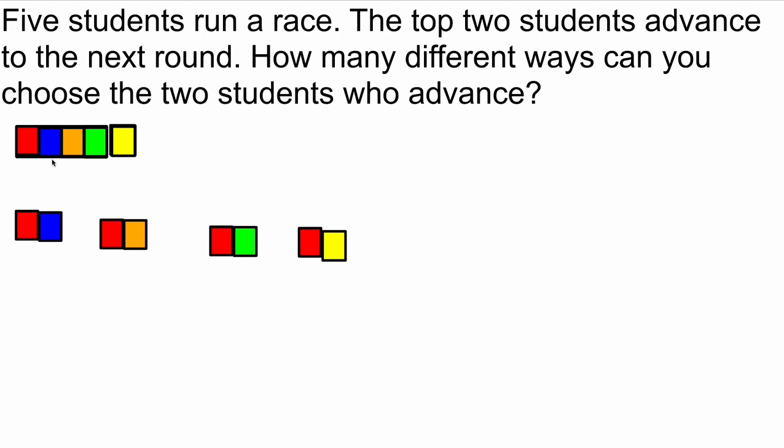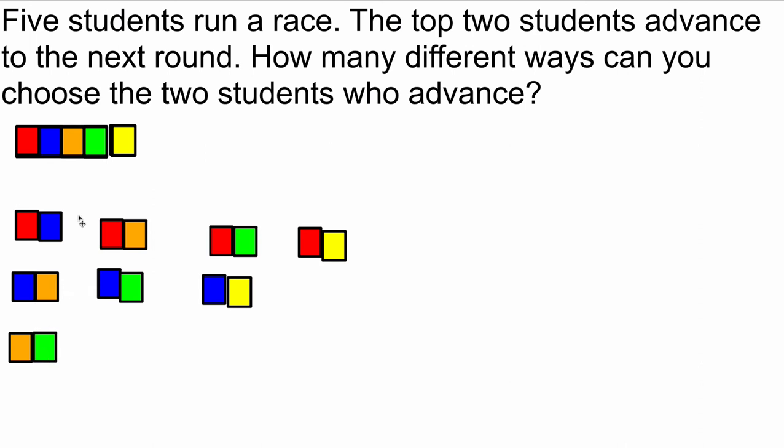Now let's do it with blue. Well, I could have blue and red. Oh wait, I already counted that group, so I'm not going to count that this time. I could have blue and orange, or I could have blue and green, or I could have blue and yellow. And that's it. Okay, now let's do orange. I could have orange and red, but I've already counted that, or orange and blue. Well, I already have that group, so it's orange and green, or orange and yellow. And those are the only ways that I could do that.